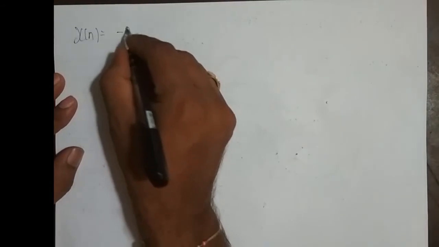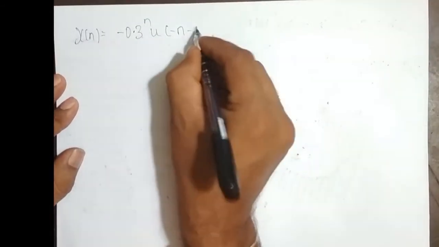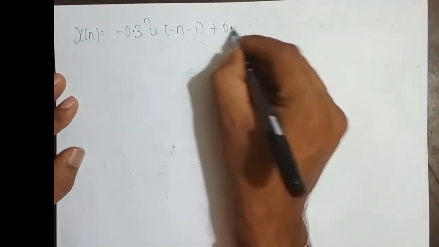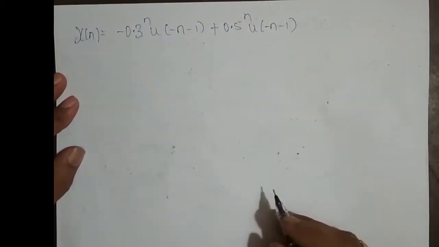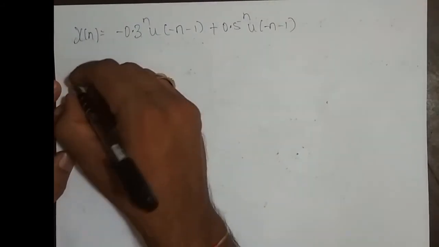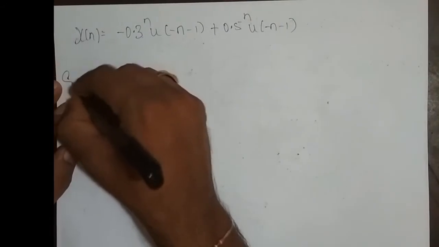So we'll take up one more example. x of n is equal to minus 0.3 power n u of minus n minus 1 plus 0.5 power n u of minus n minus 1. Okay, so we'll try to solve for its z transform and its ROC. So, solution.